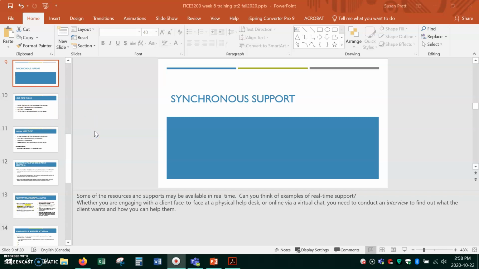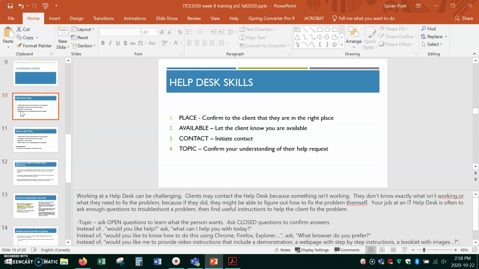So the opposite of asynchronous is synchronous support. So this is support that you might offer at a face-to-face IT help desk, like at the Learning Commons at Durham College, where you can go into the Learning Commons and speak to someone. Or it could be telephone support, or it could be like a virtual chat support.